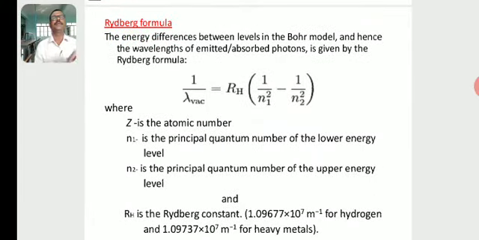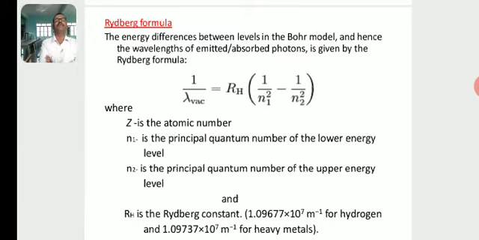So we know that the energy differences between the levels in the Bohr model, and hence the wavelengths of the emitted or absorbed photons, is given by the Rydberg formula: 1 by lambda is equal to R_H into 1 by n1 square minus 1 by n2 square, where Z is the atomic number, n1 is the principal quantum number of the lower energy level, n2 is the principal quantum number of the upper energy level, and R_H is the Rydberg constant.